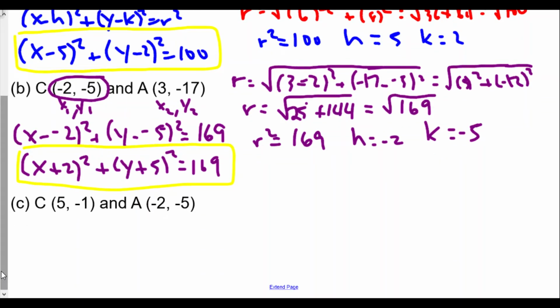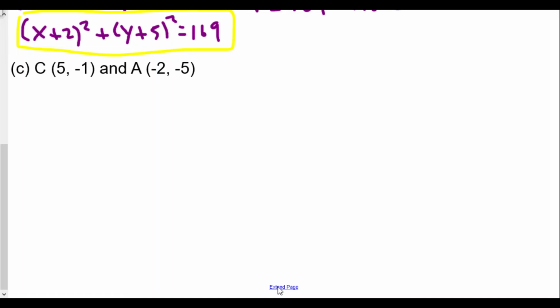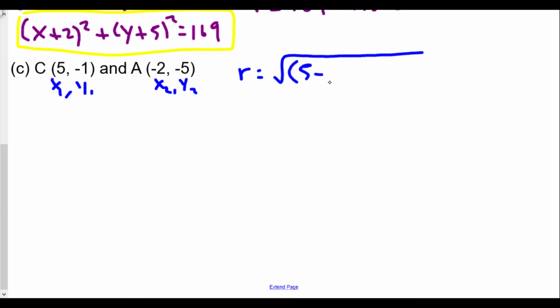And finally, we're going to find the radius of this circle for C. Move up a little bit here. Plenty of room now. So this x1, y1 is x2, y2. Our r value equals the square root of 5 minus -2 squared plus -1 minus -5 squared.